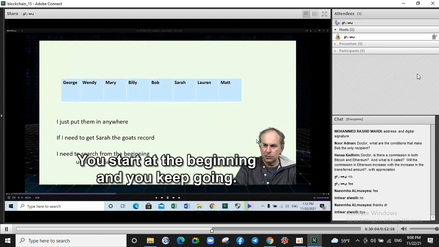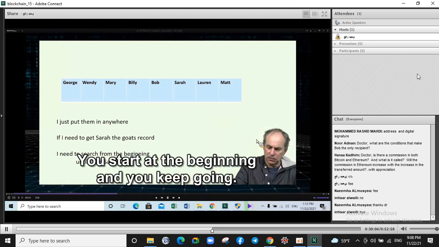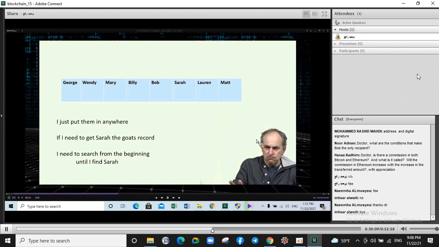Okay, that's what we're doing with this array. But one of the things we have with arrays is indices.